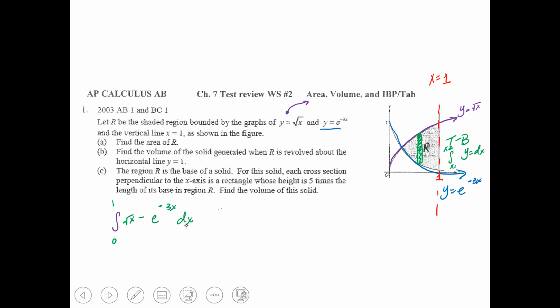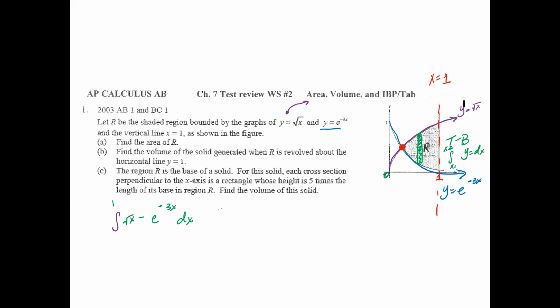Looking at this part here, it appears that my graph actually doesn't start at 0, although I made the assumption that it did. It actually starts right here, which is the intersection between the two curves.